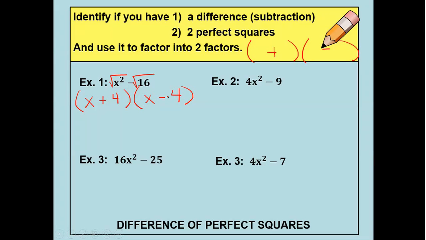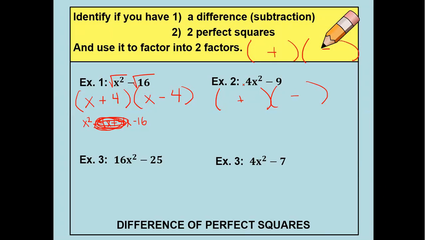Now, you're probably asking, why the plus and minus? Here's the reason. If I multiply this back out, I'm going to get x squared minus 4x plus 4x minus 16, right? These are going to cancel out. So I'm going to be left with x squared minus 16. I need the plus and minus to cancel out the middle term. Okay? Let's do the same thing. So I know one's going to be plus and one's going to be minus.